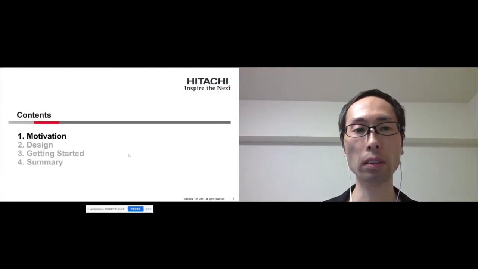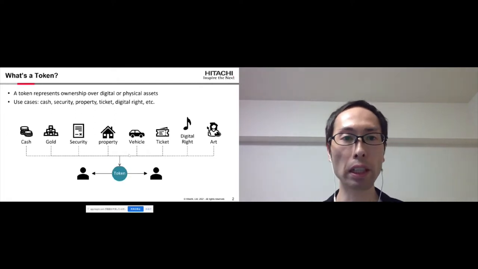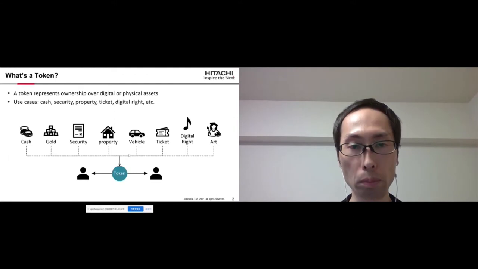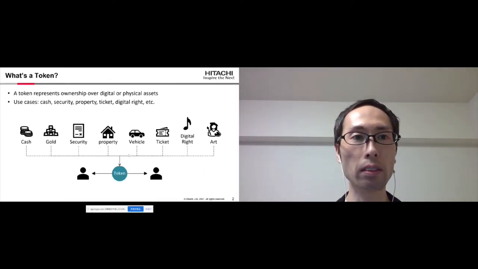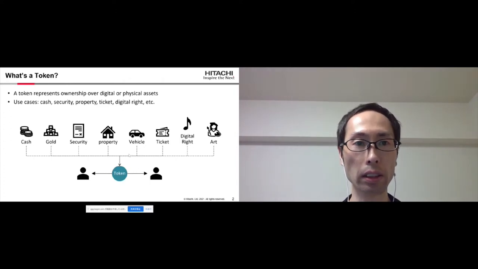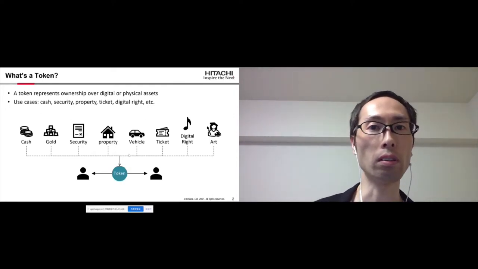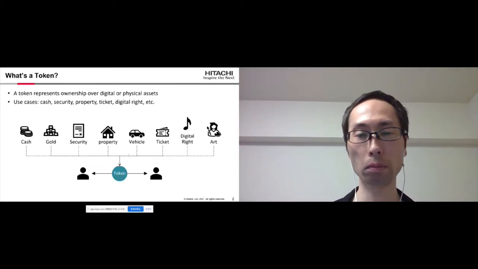Here's the agenda. The first topic is motivation. As Brian said in the keynote speech session, token is a very hot topic. Token is expected to transform our daily life or businesses. There are various tokens like cash, security, property, ticket, etc. A token represents ownership over digital or physical assets, so we can use tokens for many use cases.